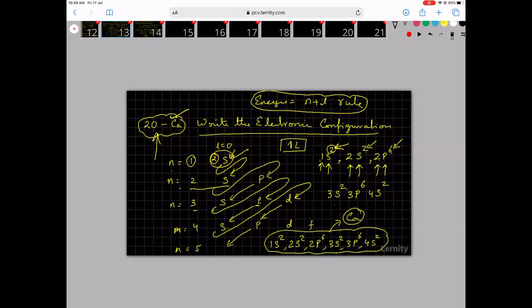This is how I am writing. You have to learn to write these diagrams. Only after you write these diagrams will you be able to learn. Otherwise, you won't be able to learn.